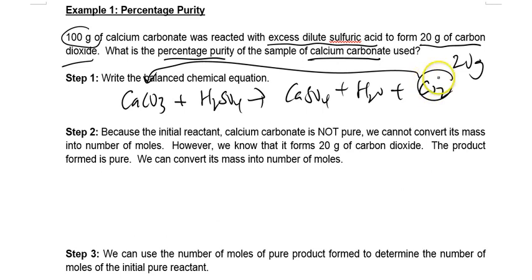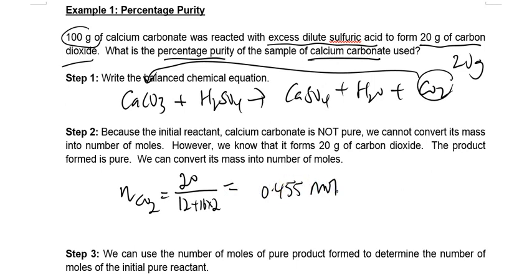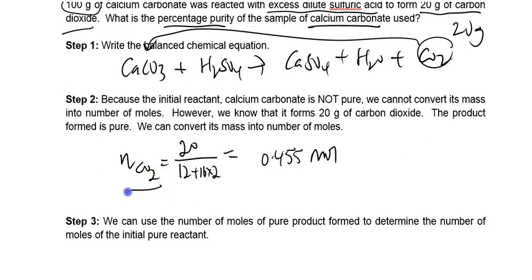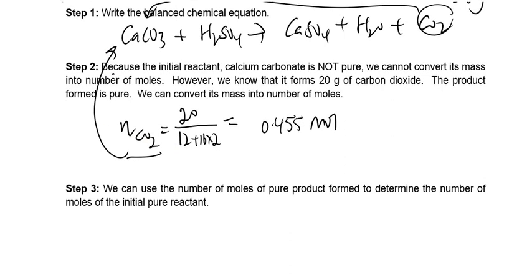So we can calculate based on the number of moles of carbon dioxide, because 1 mole of this will give 1 mole of this. So what is the number of moles of carbon dioxide? Number of moles of carbon dioxide is simply mass over molar mass, and we have 0.455 moles of carbon dioxide. So as mentioned earlier, this carbon dioxide must have all come from pure calcium carbonate, which means that my number of moles of pure calcium carbonate is 0.455 moles.